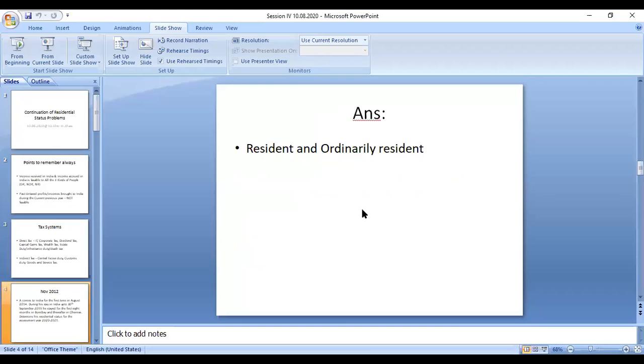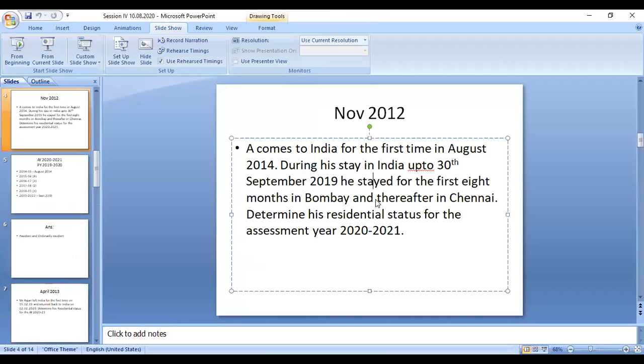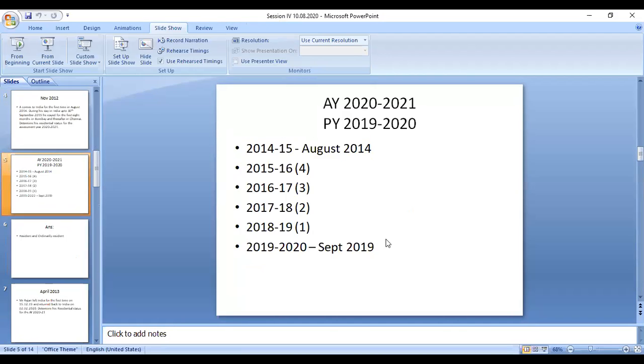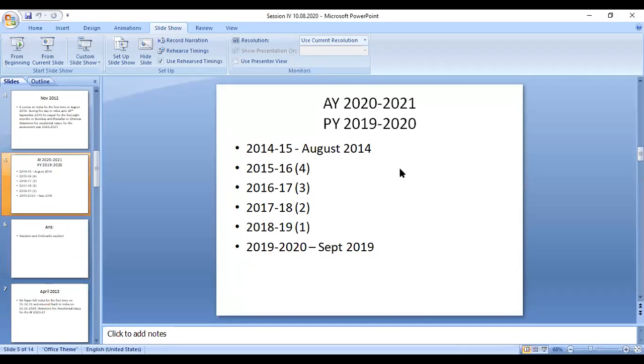Okay, this is the problem. On the next slide I will list it out. This is the assessment year, and with the assessment year I can find out the previous year. If the assessment year is 2020-21, then the previous year is 2019 to 2020.